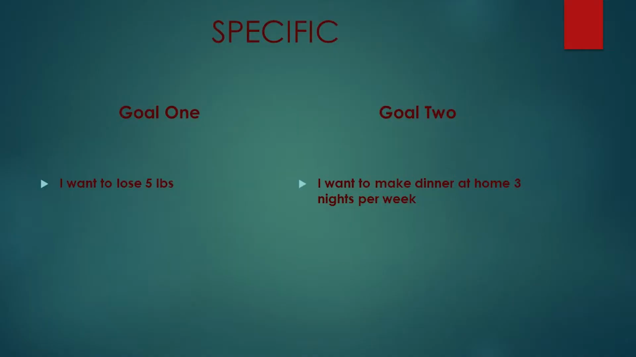Okay. What we're going to do is we're going to pick some specific goals. So the examples are, I want to lose 5 pounds and I want to make dinner at home 3 nights a week. Okay, so those are pretty specific goals. It says exactly what it is that you want to do.